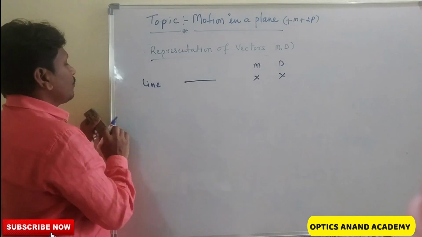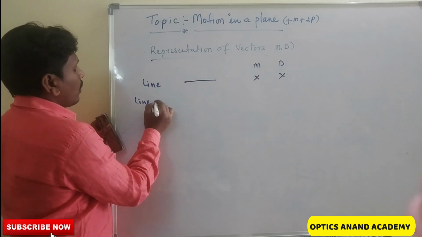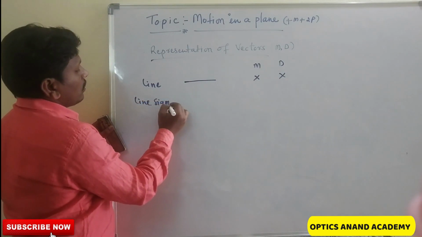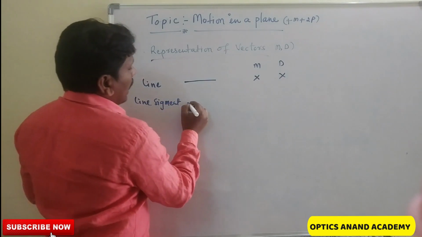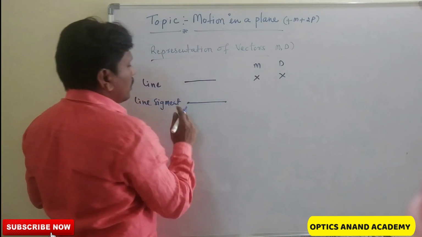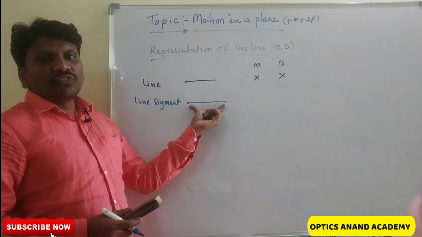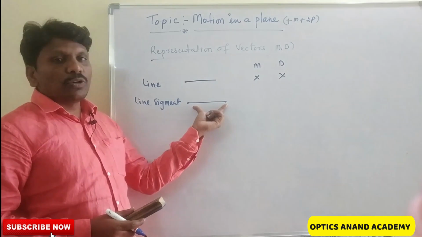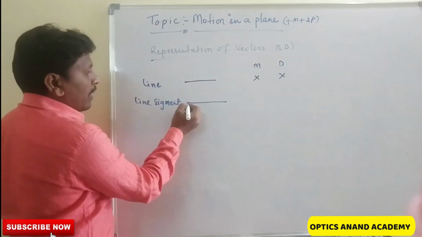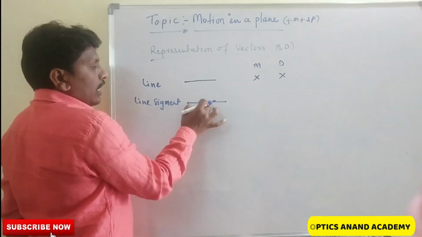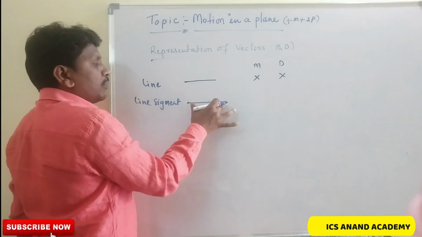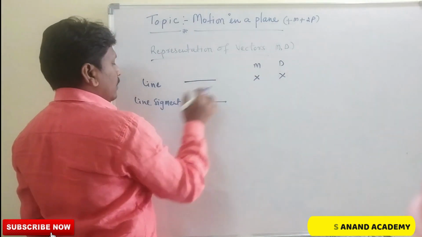Okay, now let's see the line segment. A line segment is nothing but a line which has two fixed points. So this is a fixed point and this is a fixed point. A line which is there in between the two fixed points is known as the line segment.